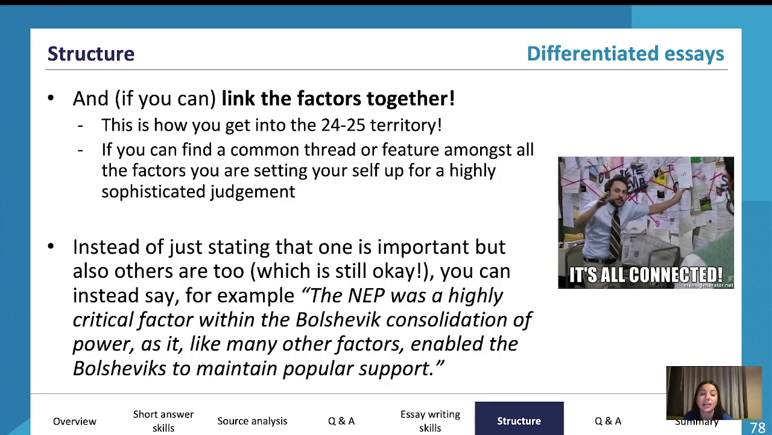And if you can link the factors together, do it, because this is how you can really steal into 24 out of 25 territory. That's where you can find a common thread or common feature amongst them all, that can really set you up for a highly sophisticated argument. Instead of just saying that one is important but also saying the others too, you can instead say the NEP was a highly critical factor within the Bolshevik consolidation of power, as it, like many other factors, enabled the Bolsheviks to maintain popular support. These other factors include, and then bring up your other topics, for example the treaty or whatever you're going to talk about in that case.